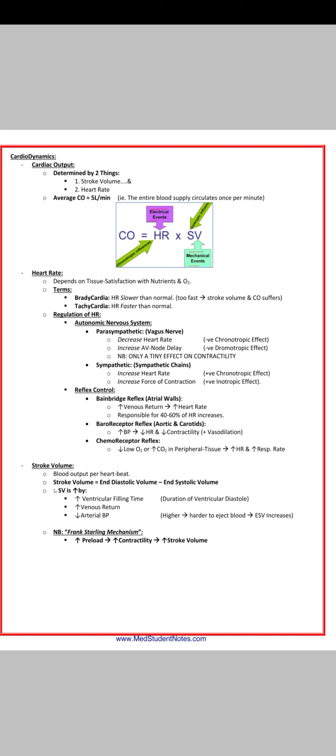Increased force of contraction. The sympathetic nerves help increase the heartbeat and the force of contraction. The increase in the force of contraction is known as the inotropic effect, the increase in AV node delay is known as the dromotropic effect, and the increased heartbeat is known as the chronotropic effect.